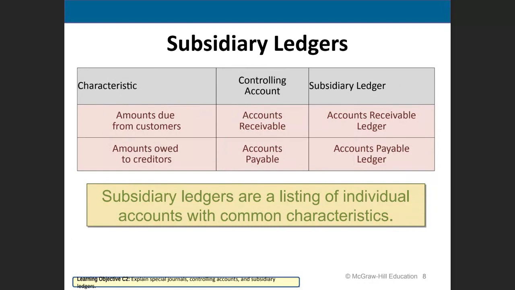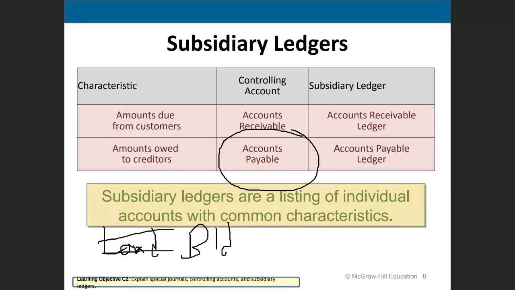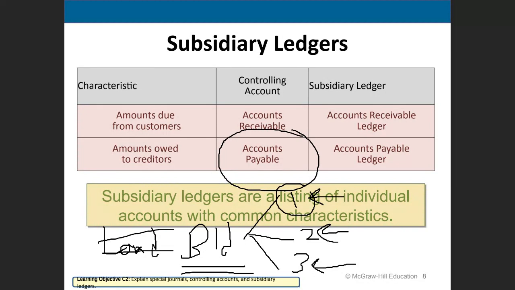The same thing can be applied to accounts payable as well, and to other accounts. If we have land, for example, or let me talk about buildings. If the company has 3 or 4 buildings, let us say 3 buildings, each building will have its own cost, its own depreciation, and its own useful life. So each building will have its own subsidiary account, and we will have a building subsidiary ledger.